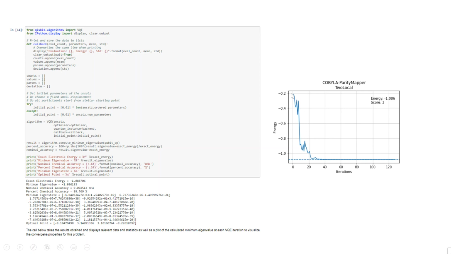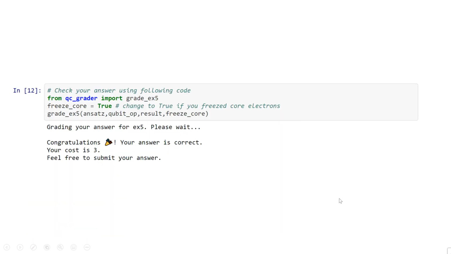And that's pretty much it. And so yeah, when you submitted it, if you guys got to this point, it probably felt really great. And just as a quick note, this is what I was talking about, the freeze core part. You need to set it to true if you did, otherwise, your answer would be off by the amount of the core that you froze.